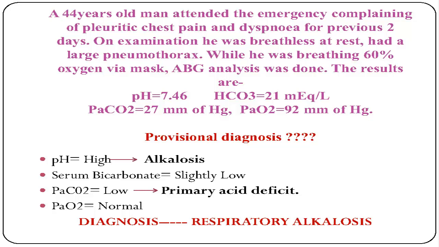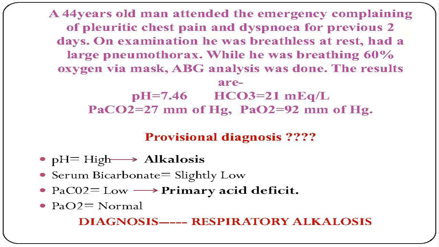Now, as I have taught you before, you have to approach in a stepwise manner. So here also the approach will be stepwise. What is the first step? That is, look at the pH. As the pH is high, so it is alkalosis. Now next, look at the other parameters. You may see that the serum bicarbonate is slightly low. So there is no primary base excess.